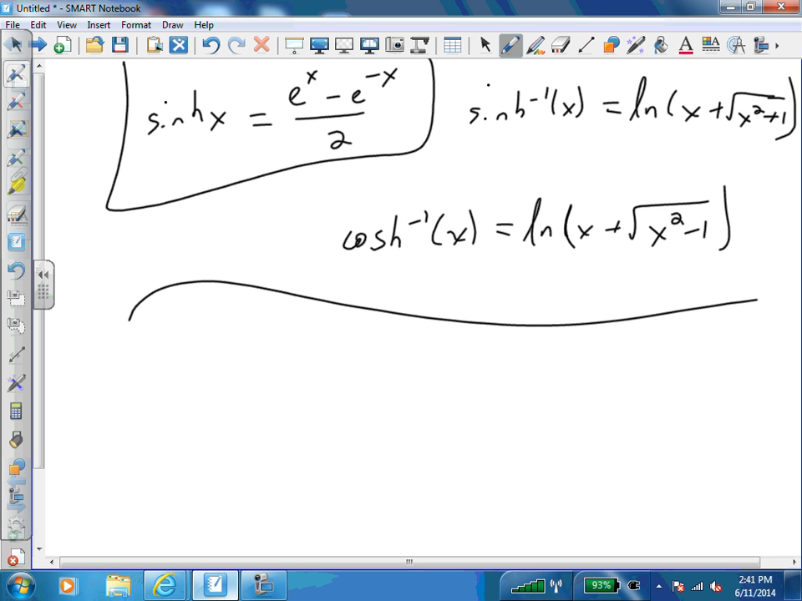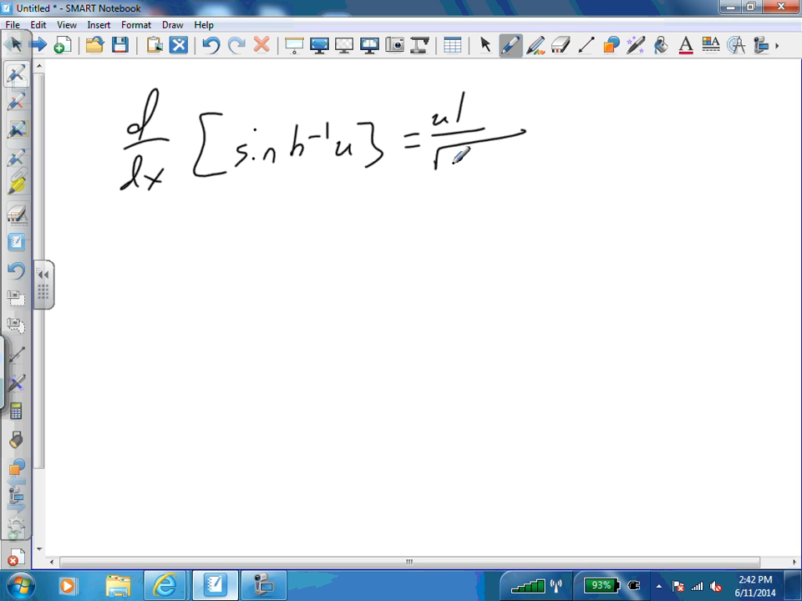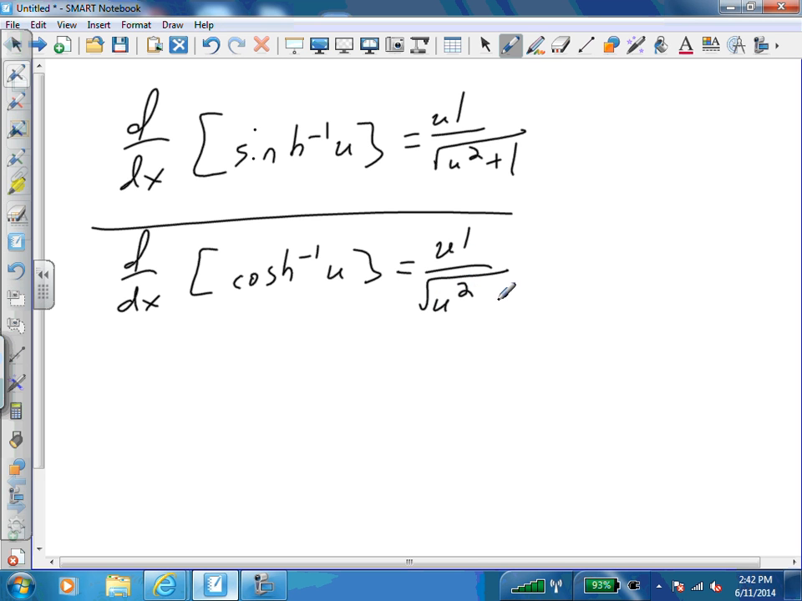What I want you to do, though, is know how to take the derivatives. How do we take the derivative of inverse hyperbolic sine u? It's u prime over the square root of u squared plus 1. The derivative of inverse hyperbolic cosine is u prime over the square root of u squared minus 1.